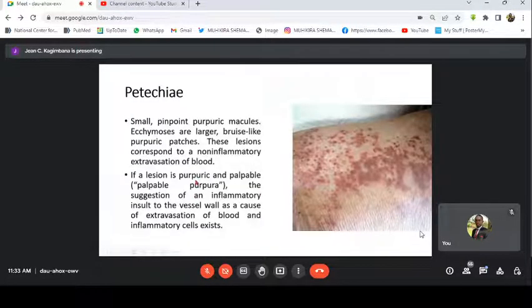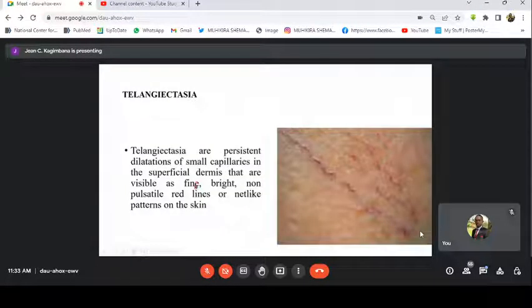Petechia. Telangiectasia. You see? It's not linear, small linear capillaries. Again, it may be seen in those people who apply topical steroid or products containing hydroquinone. Okay?